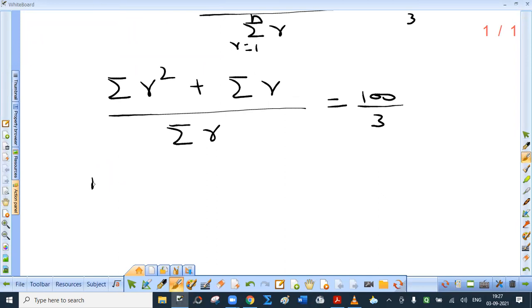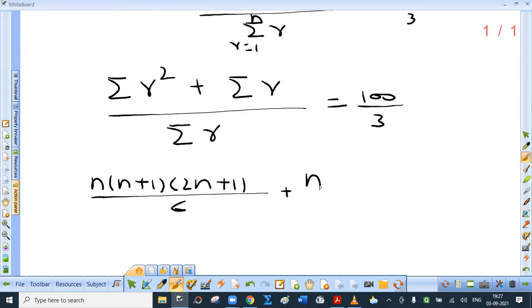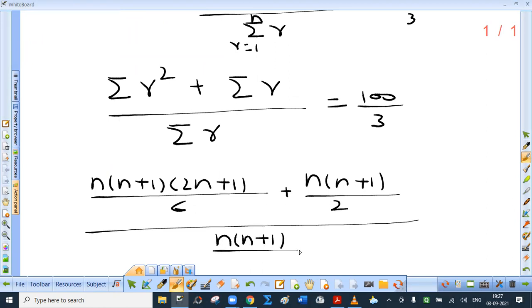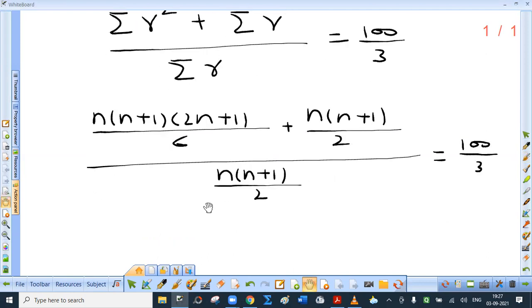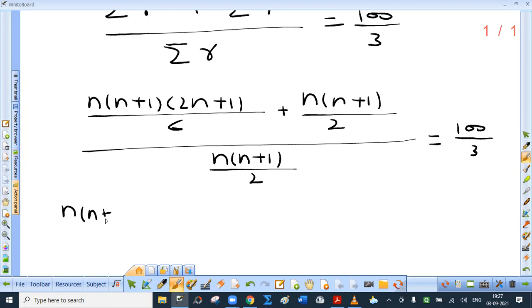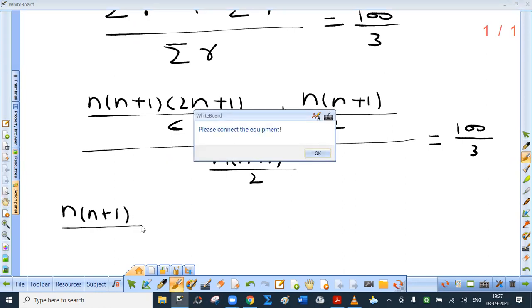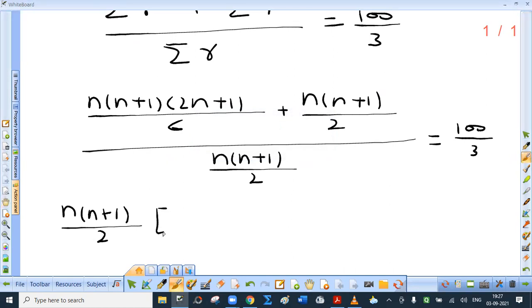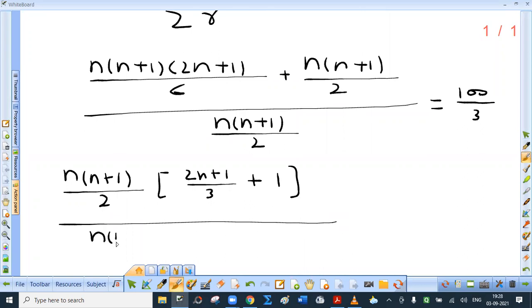What is sigma r square? It is n into n plus 1 into 2n plus 1 upon 6 plus n into n plus 1 upon 2 upon n into n plus 1 upon 2 equal to 100 upon 3. Now can I take n into... see, what is difficult? Solving an equation. Can I take n into n plus 1 upon 2 common from the numerator? Yes, I can. So that gives me 2n plus 1 upon 3, because 2 into 3 is 6, plus 1, because when we take this common we divide, upon n into n plus 1 upon 2 equal to 100 upon 3.